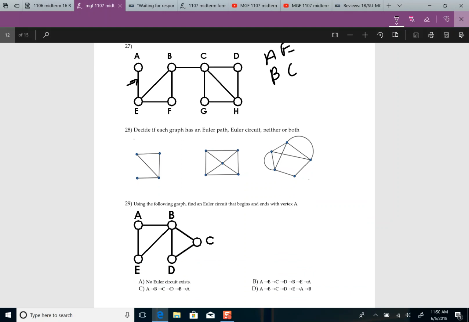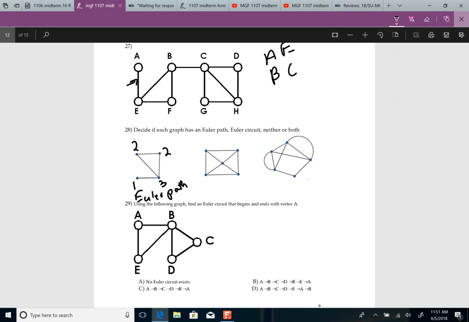Alright, so number 28, decide if each has an Euler path, Euler circuit, neither or both. As I'm looking at these, I'm going to start counting. So this is a 1, this is 3, this is 2, this is 2. I'm counting the degrees of all the vertices because that's really crucial in deciding if it has an Euler path, Euler circuit, neither or both. It has to be all even to have an Euler circuit. So this first one doesn't have an Euler circuit. It can have 2 odd to be an Euler path, so this one has an Euler path. I don't have to find it, I just need to say that it has it.